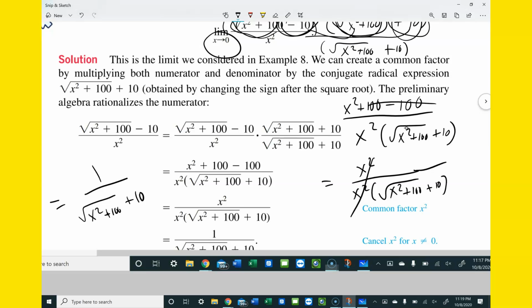Now I can plug in 0 from the limit in the beginning. Plugging in x approaching 0, I'm just going to plug in 0. If I plug in 0 for x, that gives me just the square root of 100, which is 10. That gives me 1 over 10 plus 10, which is 20. 1 over 20 is the limiting value of that function as x approaches 0. That is the limit.